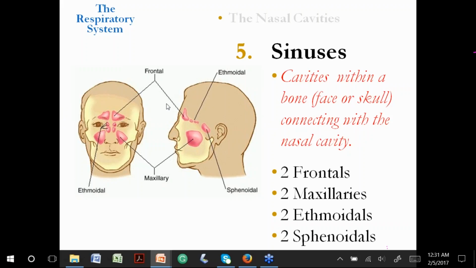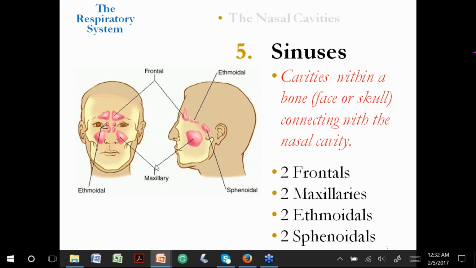All right, so we have sinuses. So number 5, sinuses. Sinuses are cavities. Can you see the cavities here? A pair of cavities, another pair, another pair, and another pair. And here we have the frontal, the maxillary, the ethmoidal, and in the sagittal view the sphenoidal sinus. So we have right and left. It's not only one, it's two. So everybody is two. Two frontal, two ethmoidals, two maxillaries, and two sphenoidals.